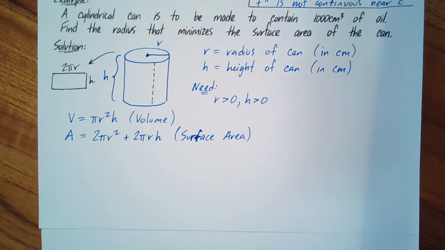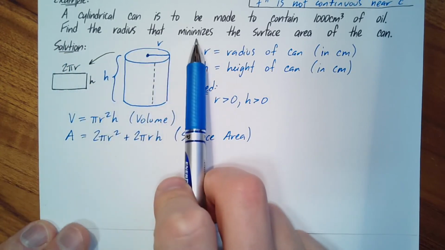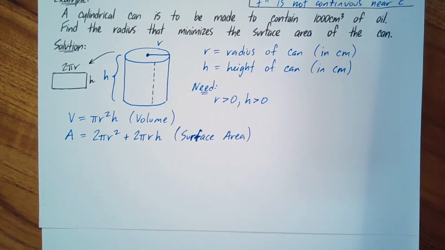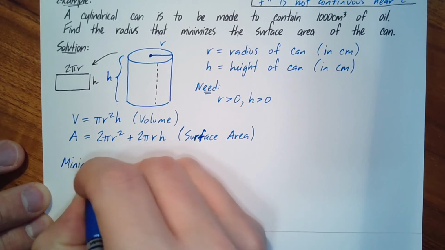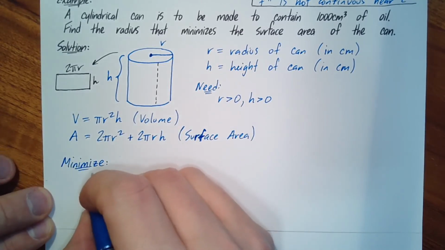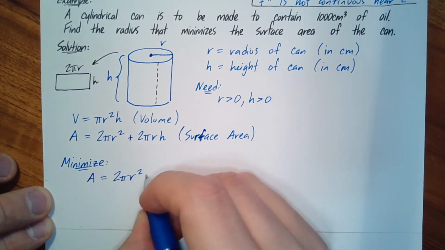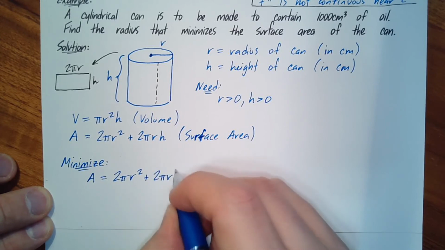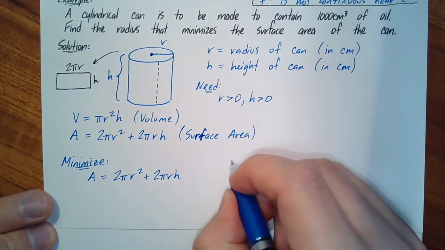So what are we trying to optimize here? We're trying to optimize the surface area in the sense that we want to make it as small as possible, right? It says find the radius that minimizes the surface area of the can. Okay, so let's start with that. We want to minimize A, which is equal to 2 pi r squared plus 2 pi r h.